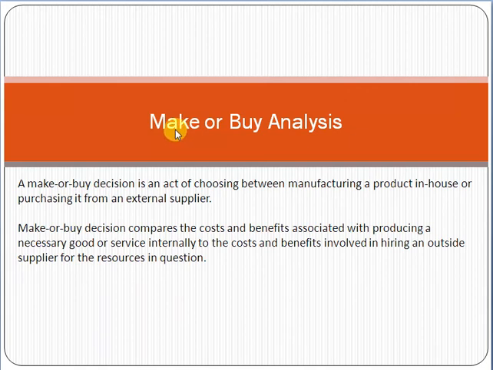Make means that you are going for your own in-house capabilities, the capabilities which are in your hands, like your own developers, your own resources, your own hardware and software that you will use for implementing the e-commerce solution. So the first option is that you will use your own in-house resources for the implementation of the e-commerce solution.